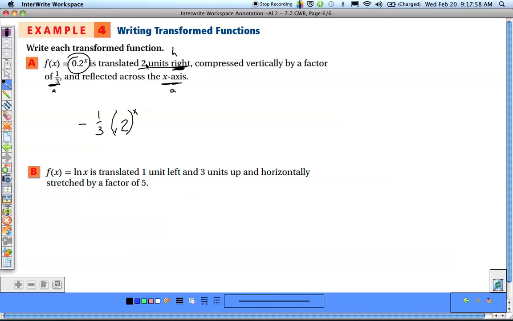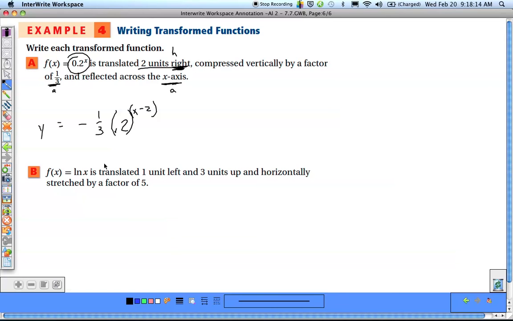This is being our h, and remember, inside with the x is going to show the opposite, so we have x, 2 to the right is going to be -2, so it's x minus 2. There's our new function.